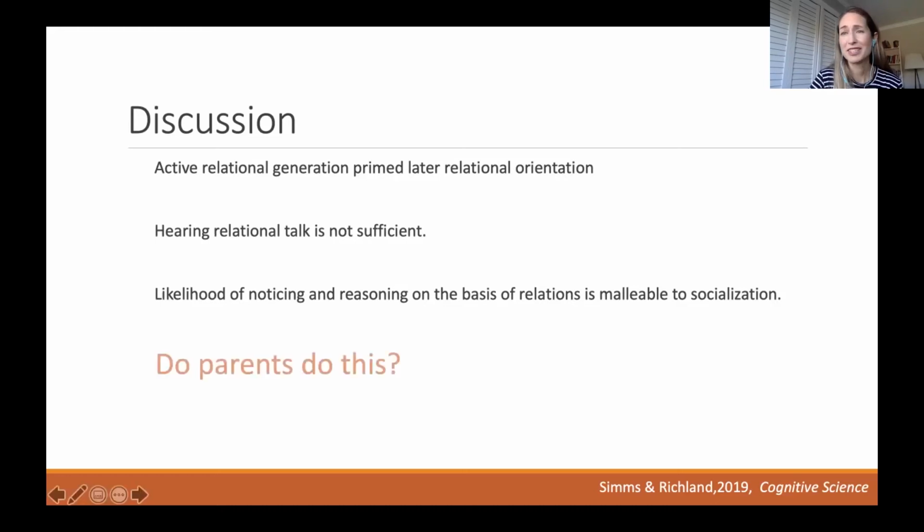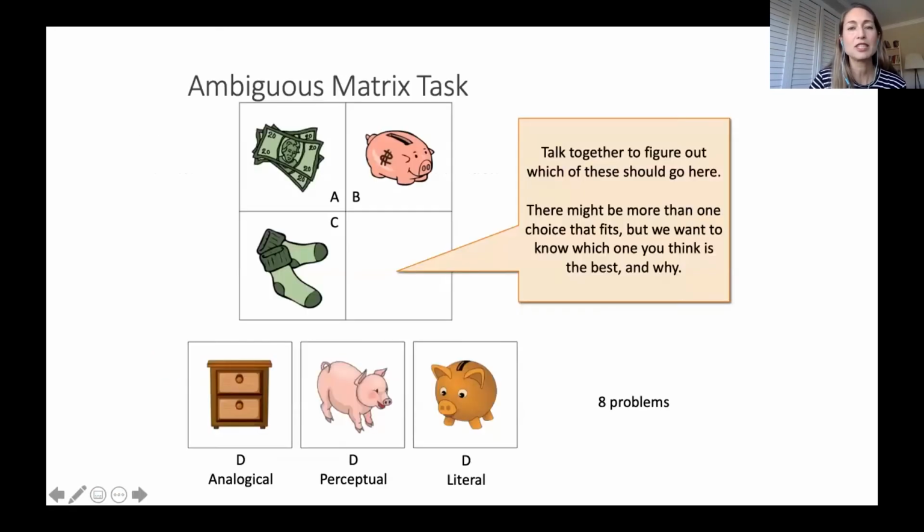Now, do parents do this? Is this something that happens? I'm raising this as we think maybe that's the case. Do parents do this? So we did a similar task where we had parents and children talk about what they thought should go in this D term.